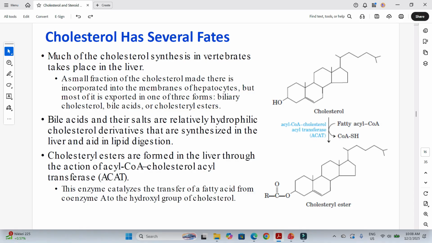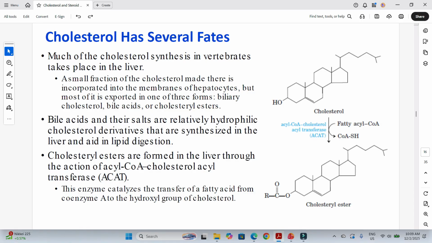These are like surfactants. These are cholesterol derivatives that have negative charges, for example, that aid in the emulsification of fats and are therefore necessary for digestion, right? Okay. As I've mentioned, bile acids and their salts are relatively hydrophilic cholesterol derivatives that are synthesized in the liver and aid in lipid digestion. Now, so that's one possible fate of the cholesterol that is synthesized in the liver.